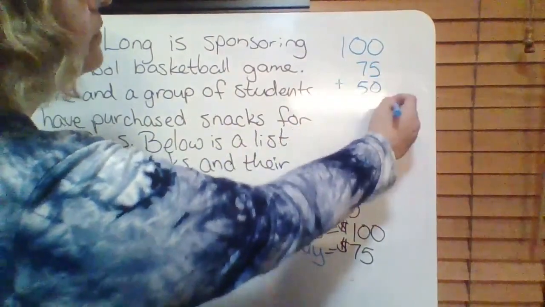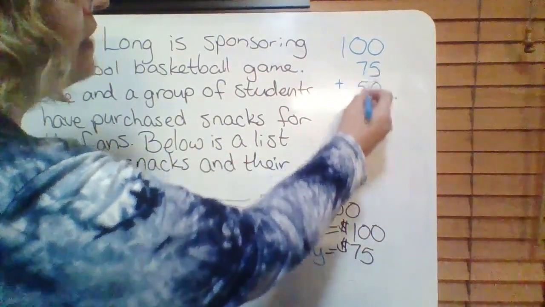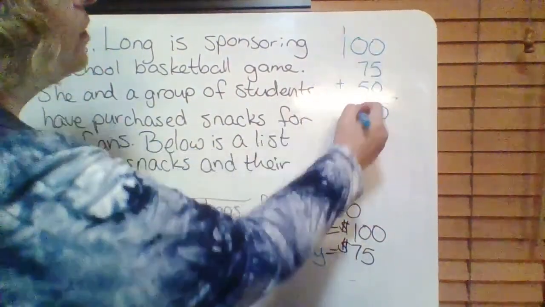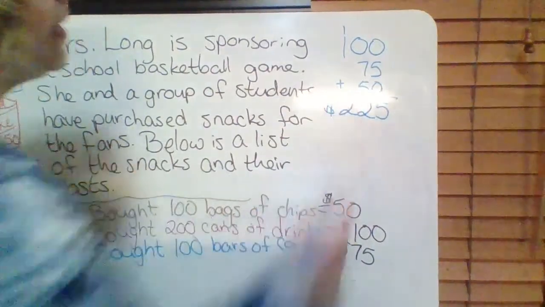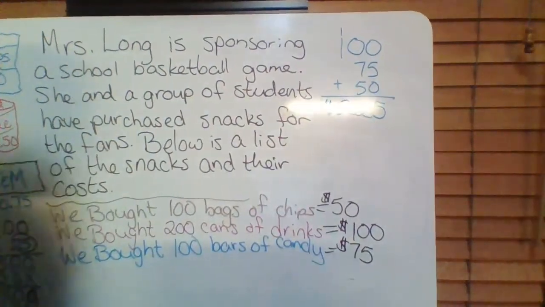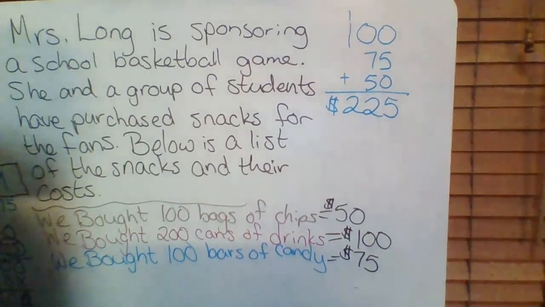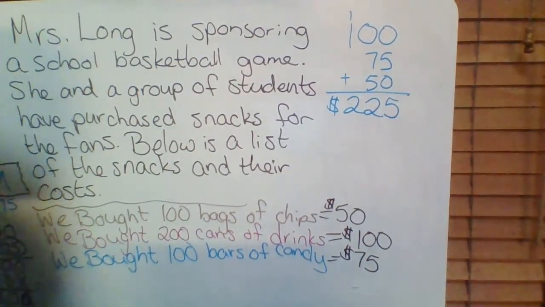Let's look at it. So that's 5. 7 plus 5 is 12. Carry your 1. So we spent a total of $225. Can you see? There you go. $225.